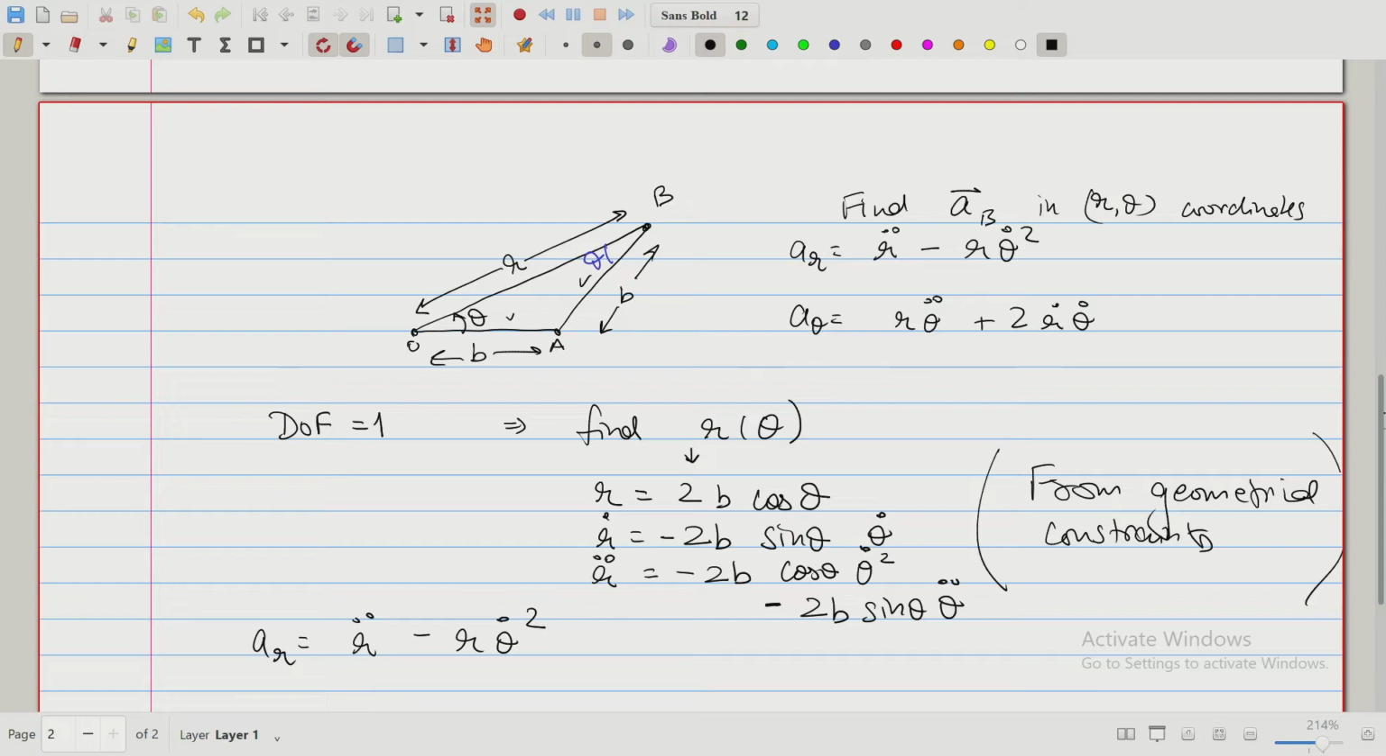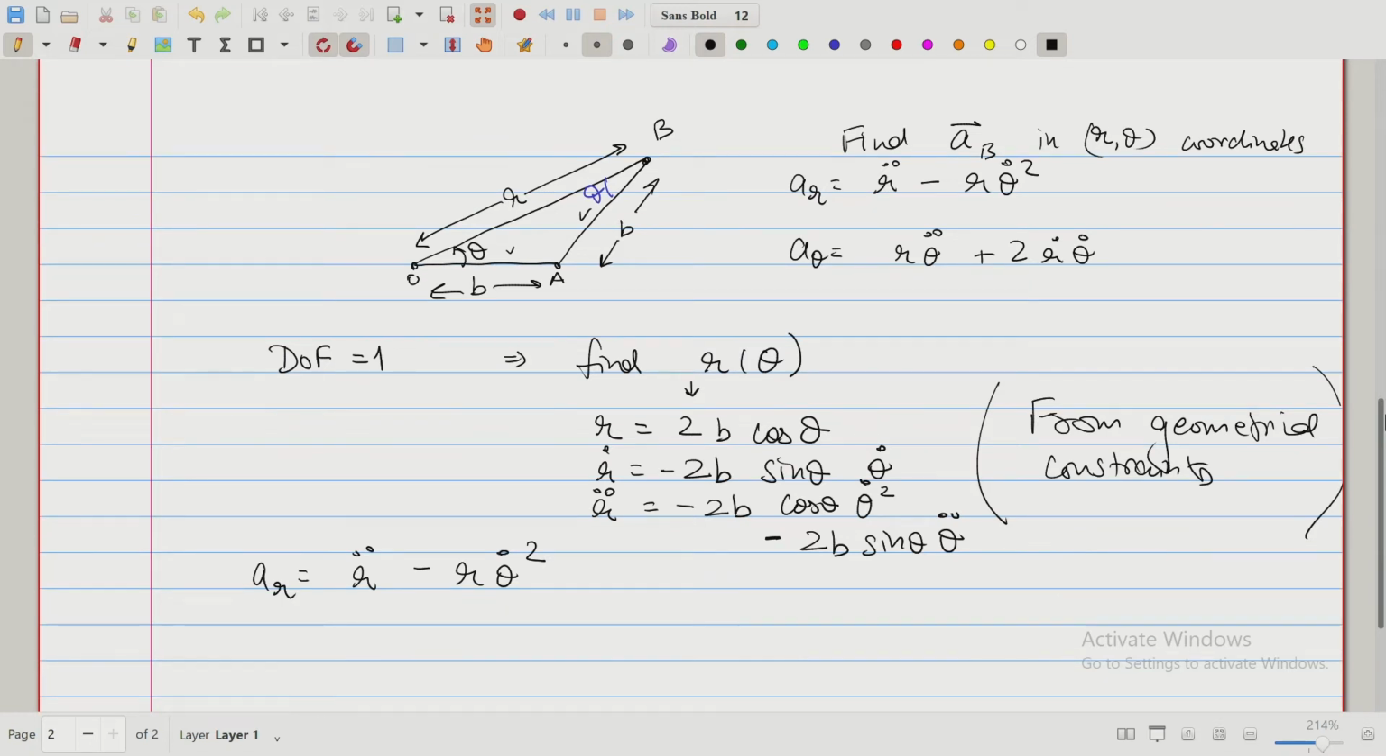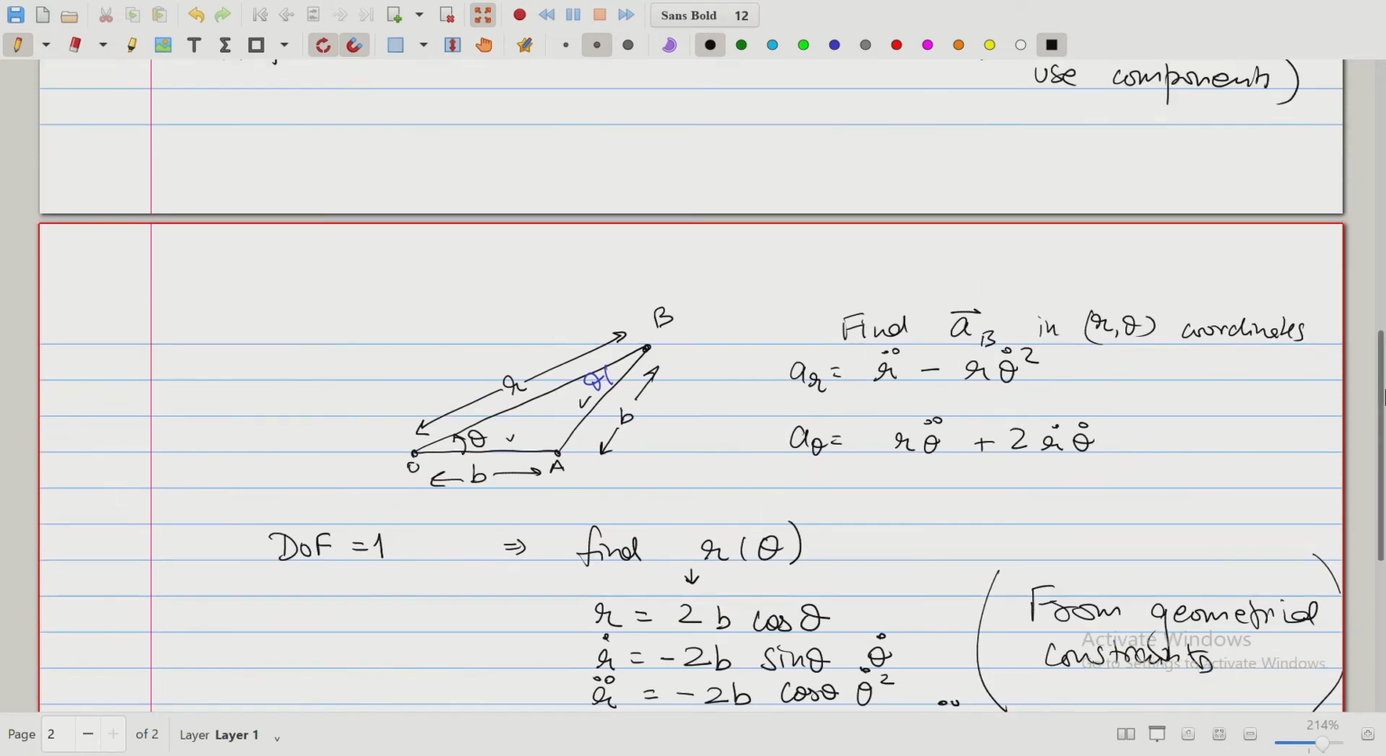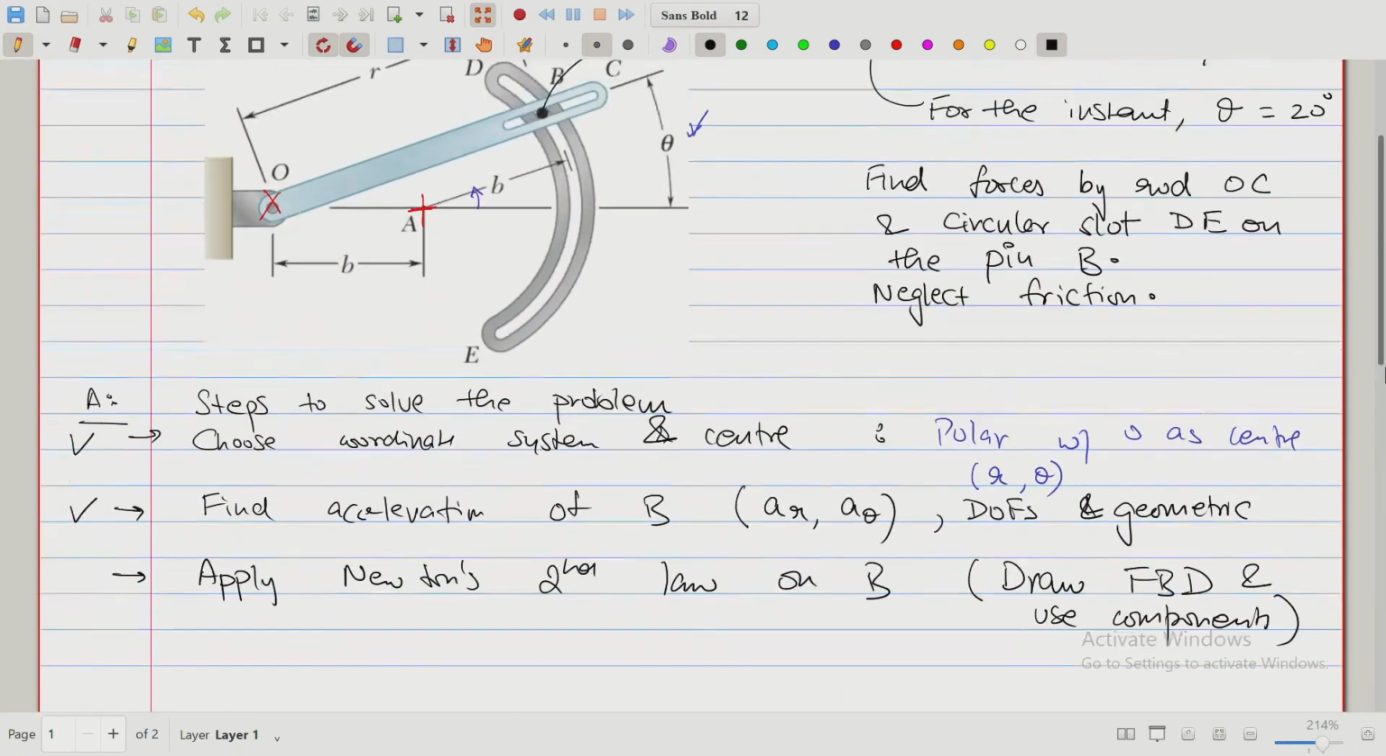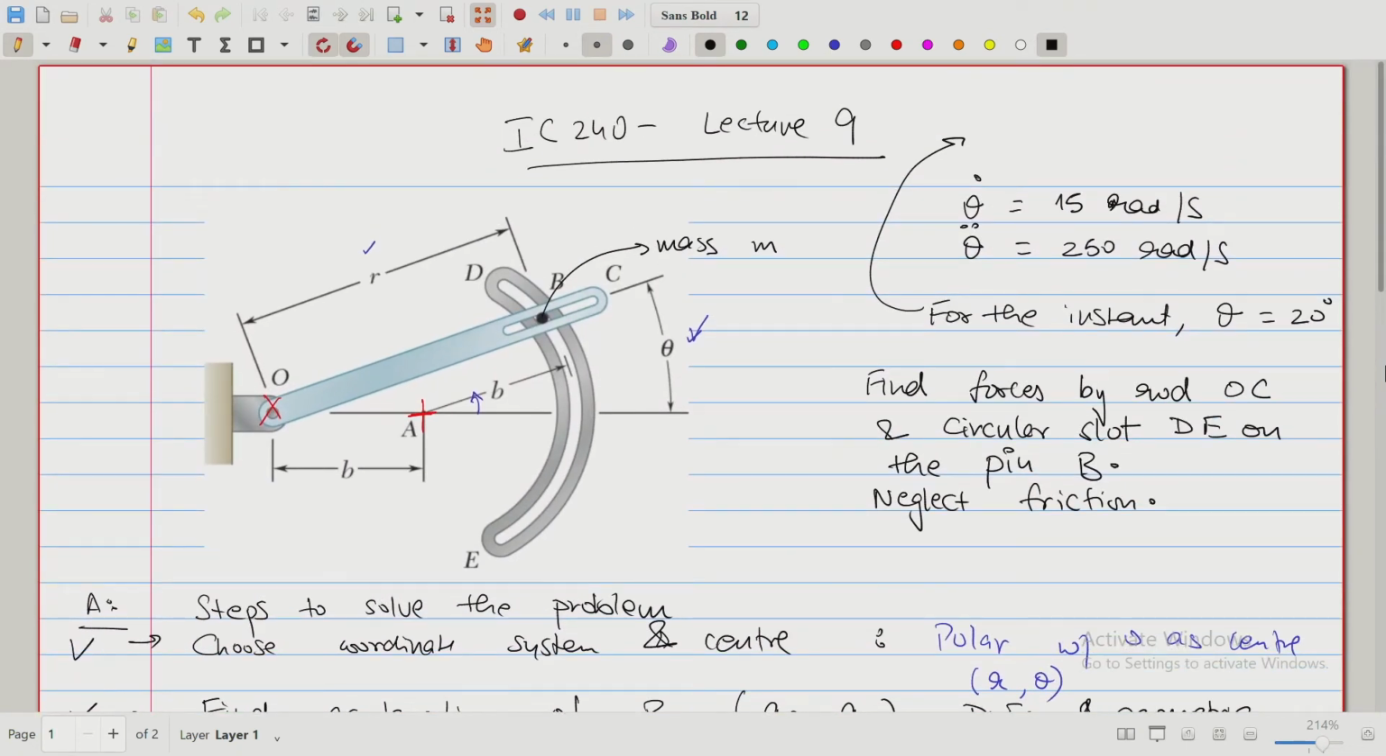Right. So now that we have r dot and r double dot, all we need to do is to find a_r. That is r double dot minus r theta dot square. So we will substitute r in terms of theta and its derivatives in terms of theta derivatives. So that's simple. Everything is in terms of theta and its derivatives. And the good thing is, in the problem that's given to us, theta and its derivatives are given to us for that instant.